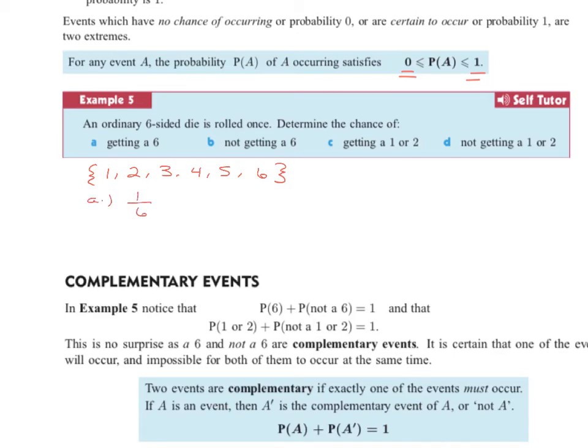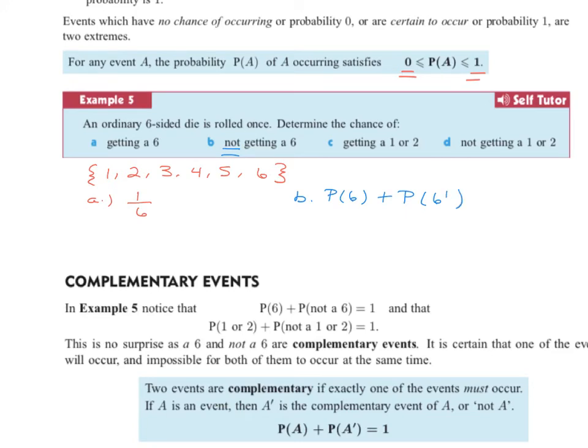Let me do a different color here for B. Well, for B, of not getting a 6, you see that word not. Now that's interesting. Well, we know that we'll either get a 6 or we won't. So we will either get a 6 or we won't get a 6, right? The way we write not is this little apostrophe. So let me erase that, make that a little bit more clear. So of not getting a 6.